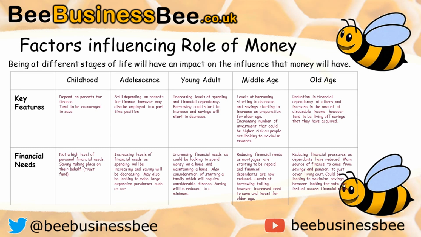And then, of course, lastly, you've got your old age. You're going to see a reduction in your financial dependency on others, because at this point you're probably going to be looking after yourself. And you're going to see an increasing level of disposable income. They actually call this the grey pound. So old people are deemed to have quite a large level of disposable income.